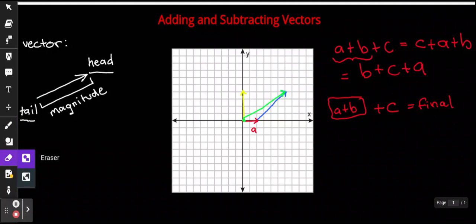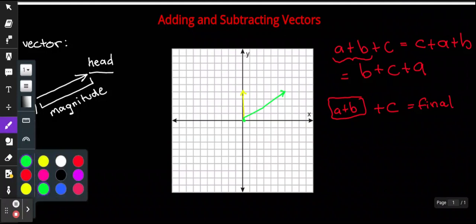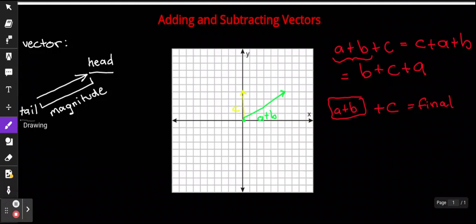And now that we have a plus b, we can remove our components of the red and blue. And now we have to add the a plus b vector, I'll label it here, plus our c vector to get the final result. So again, using end-to-end method, I'm going to start off with green, and I'm going to redraw the yellow onto the green. So 4 units up, and I'm going to draw resultant with red. Tail here, head here.